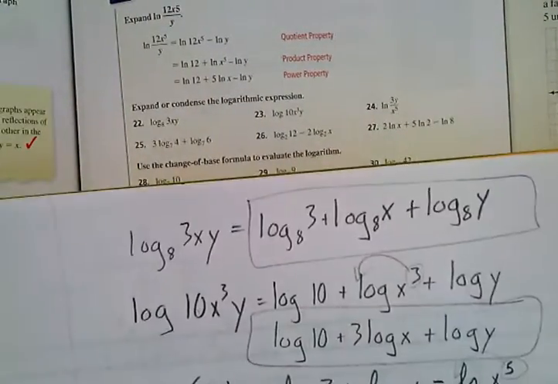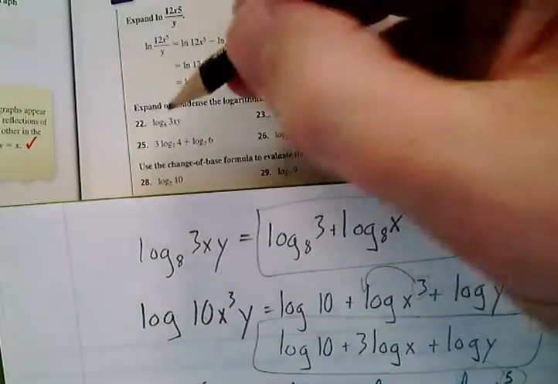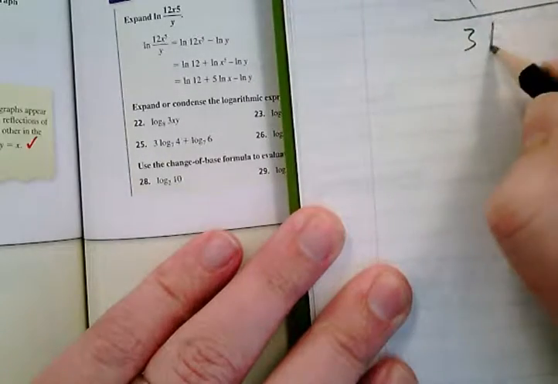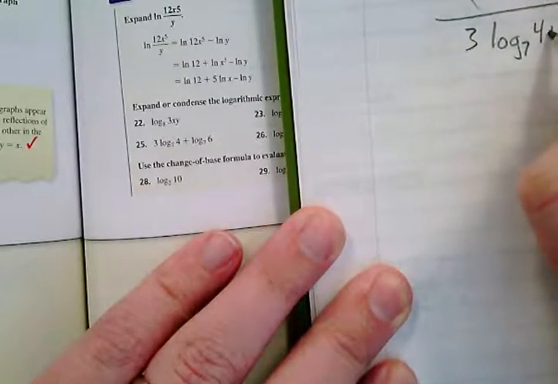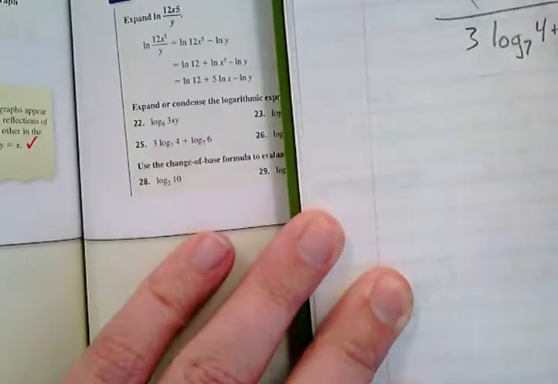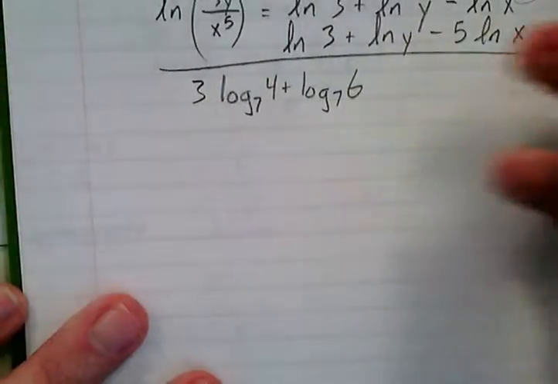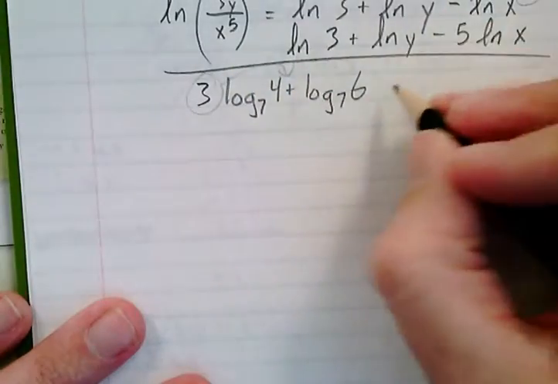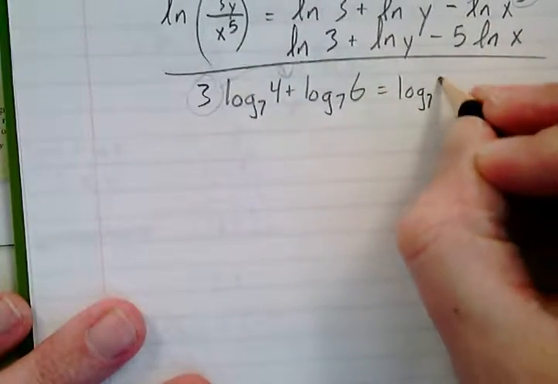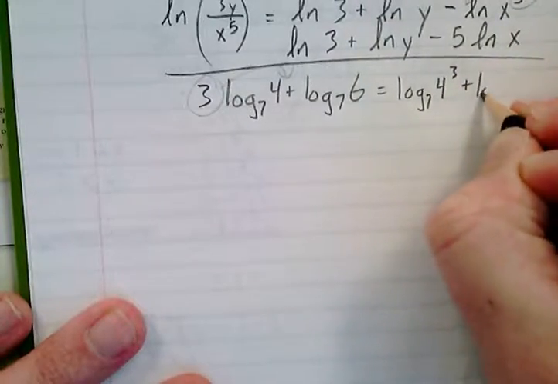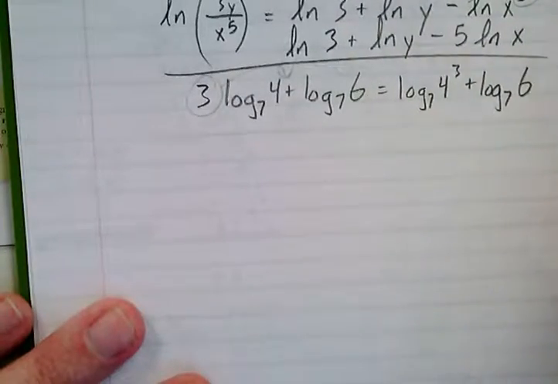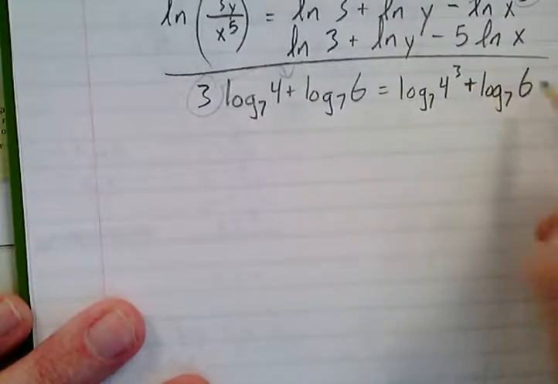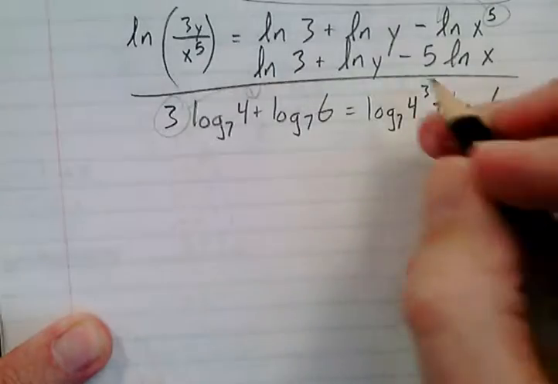Then we'll move on to condensing. So we'll do this guy, 3 times log base 7 of 4 plus log base 7 of 6. So I'm going to move this guy using the power property. So this becomes log base 7 of 4 to the third plus log base 7 of 6. 4 to the third is 64, and I've got two logs that are being added, so I'm going to rewrite that using the product property.